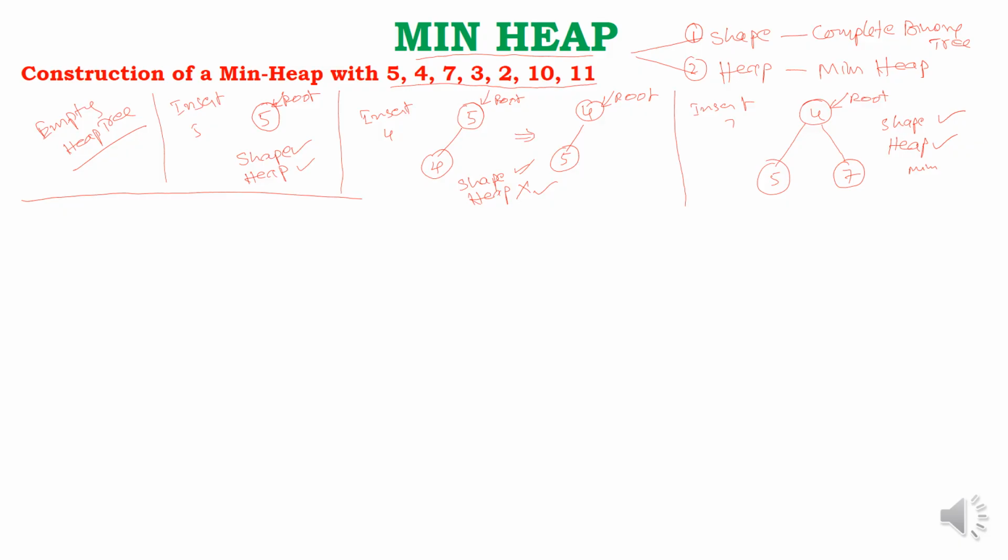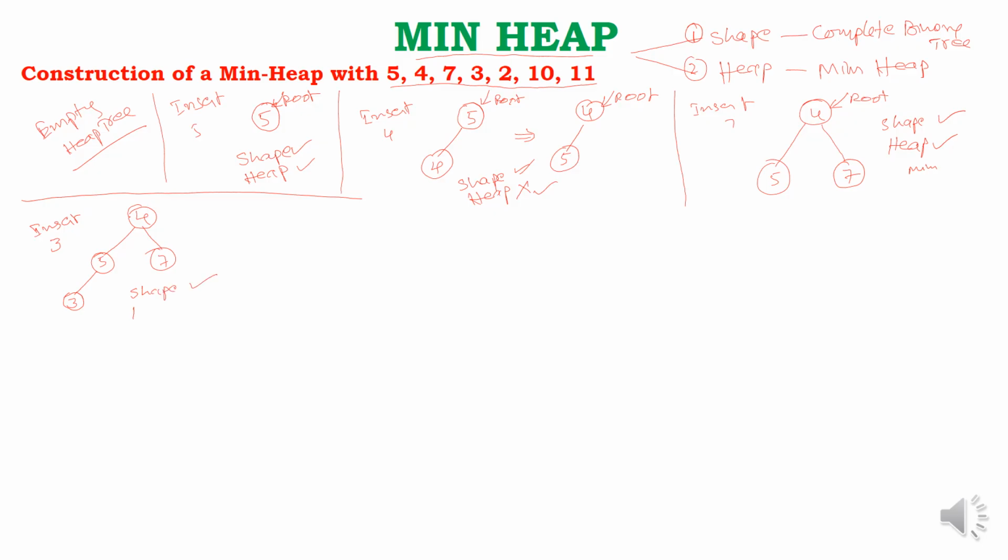Insert 3. Insert next node 3. We insert new node at the end of heap. 4, 5, 7. In the next level, starting value will be our new element 3. So 3 is inserted as left of 5. Now we have to check. Is it satisfying shape? Yes, shape is a complete binary tree.